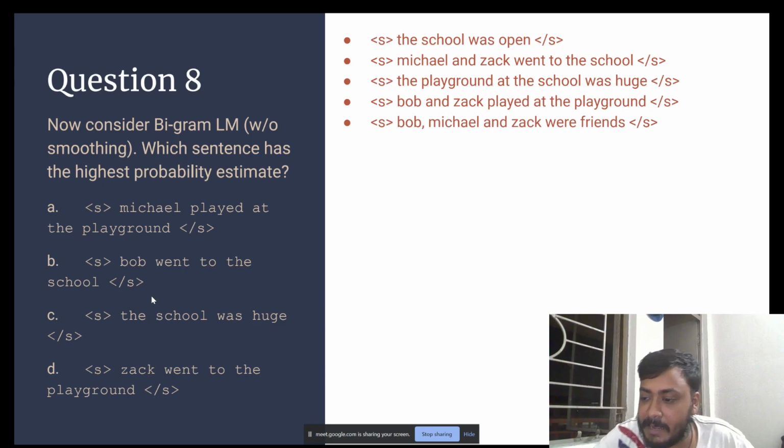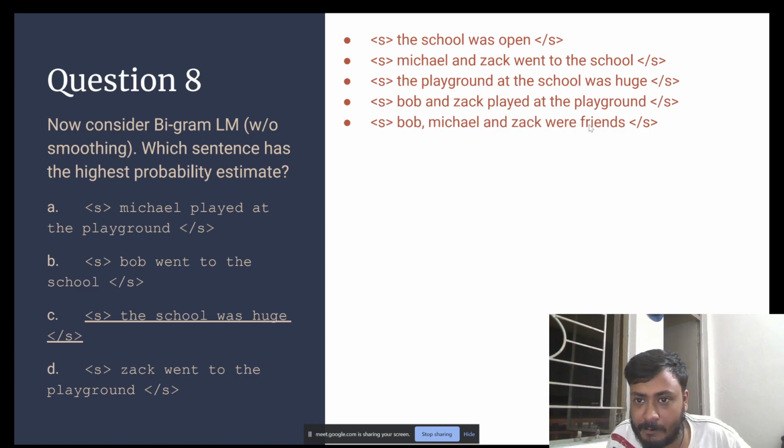But when you have MCQs, sometimes the MCQs are designed in a way that they can be solved very quickly if you look at them carefully. So somebody actually came up with the answer C. And you don't need to do a lot of math to find that out, because there are some words in the other examples that do not occur in the bigram way in the corpus. For example, "Michael played at the playground".